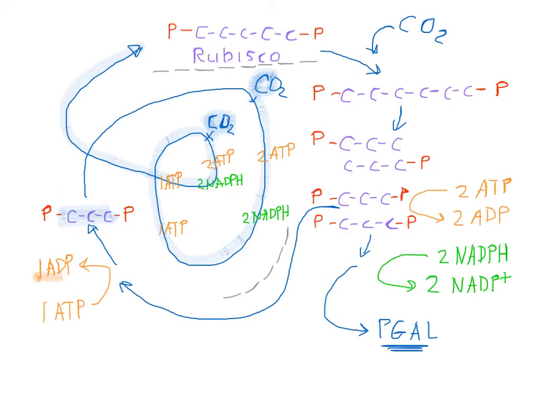Another point, ADP goes back to the light reaction to get re-energized. The same thing happens here, and here, and here, and here, but I just didn't have room to show the ATP turning to ADP. And the same logic goes. The NADPH turns into NADP+ and has to return to the light reaction. Same exact thing happens here and here.